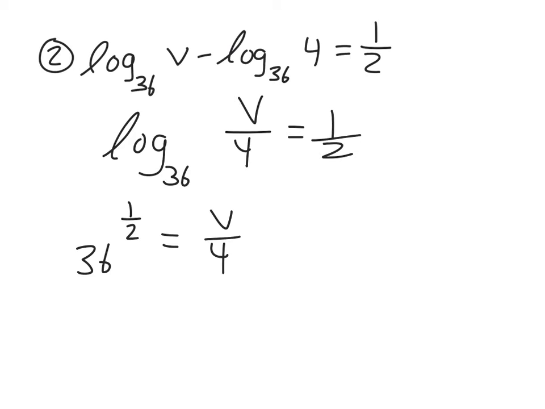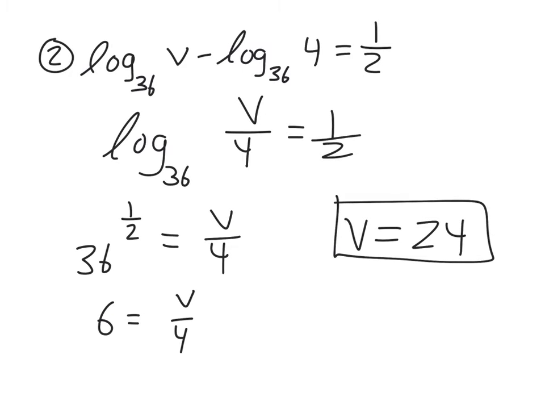So I'll pause here for a second and do 36 to the 1/2 power. Well, that's the square root of 36. So we have 6 equals v over 4, and we'll multiply by 4 on both sides. We get v equals 24.